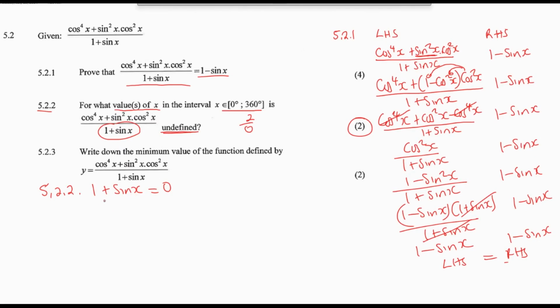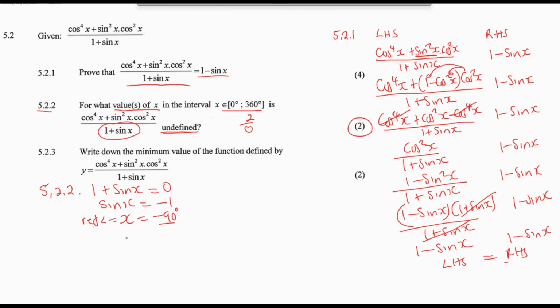So sine x is equal to -1. And then let's ask, sine x is equal to what? We want to get our reference angle. x is equal to -90 degrees. This is our reference angle.